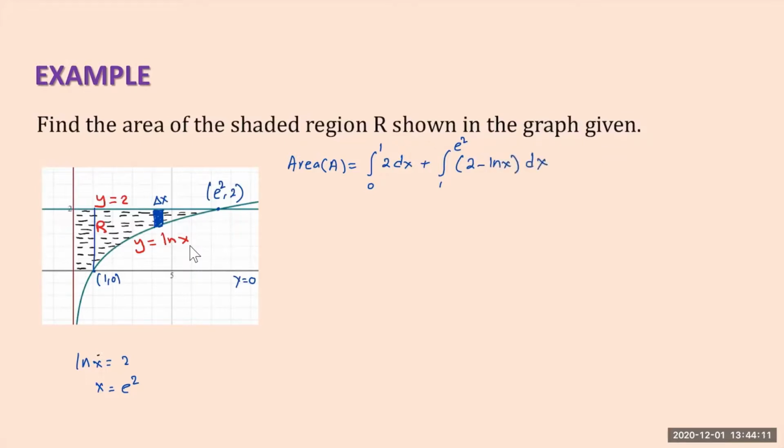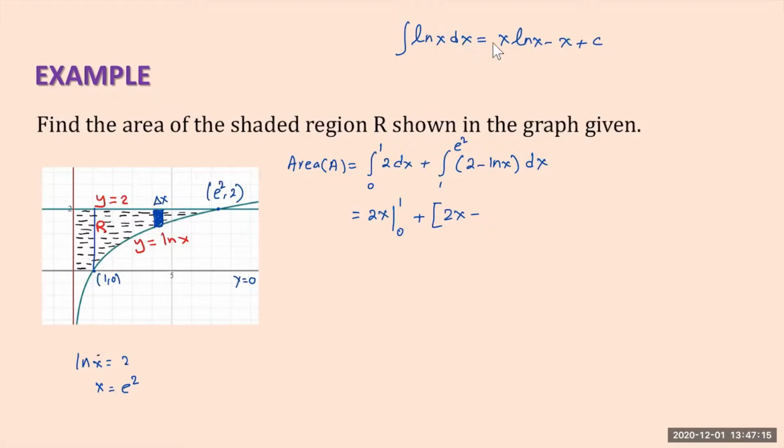And I'm integrating with respect to x. Now let's simplify the integral. The first integral, integration of 2 with respect to x, is 2x evaluated between 0 and 1, plus the second integral, integration of 2 with respect to x, is 2x, then minus integration of natural log x.